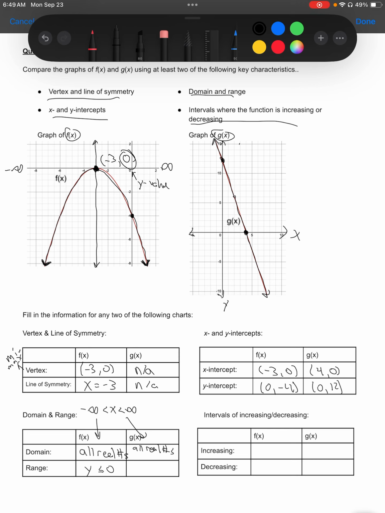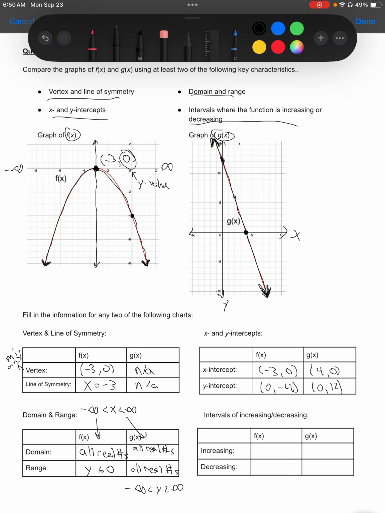But then for g of x, it goes down forever. You can see it goes down forever, and it goes up forever. So this is going to be, again, all real numbers. Or we could say from negative infinity to infinity, but this time we should have y in the middle because we're looking at the range. The range is the y values. So if you're going to say negative infinity to infinity for the range, make sure you have y in the middle.